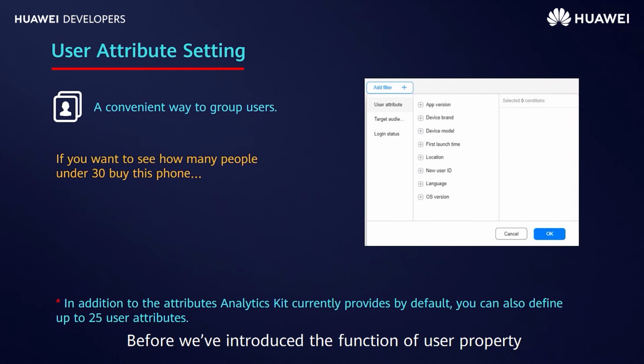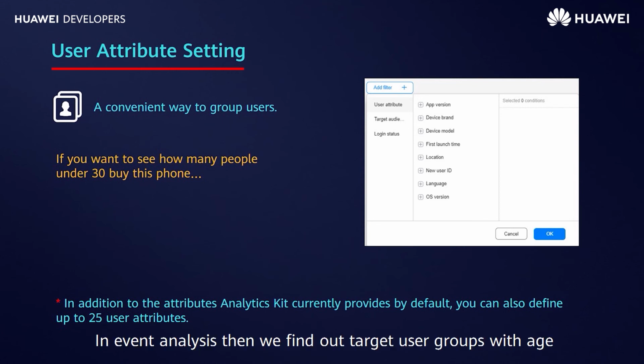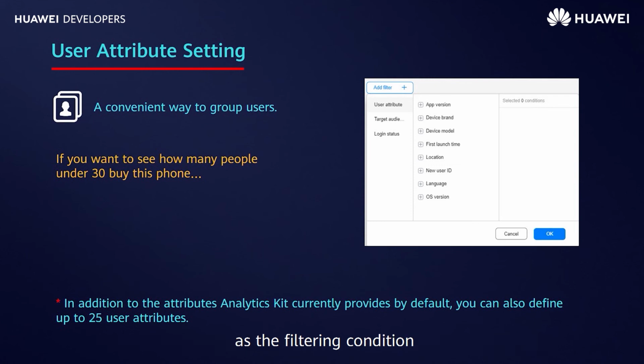Before, we've introduced the function of user property and how to label information, such as age, on users with the user property feature. In event analysis, we then find out target user groups with age as the filtering condition. The right picture shows the window to filter data with user property as the filter condition.